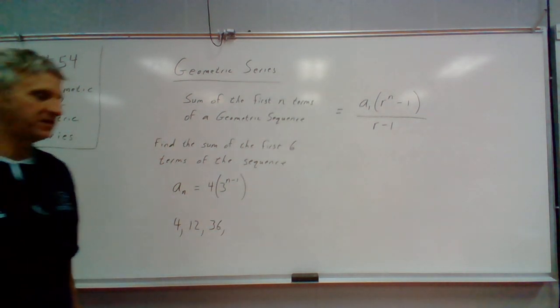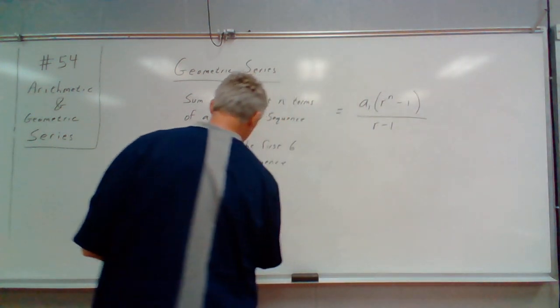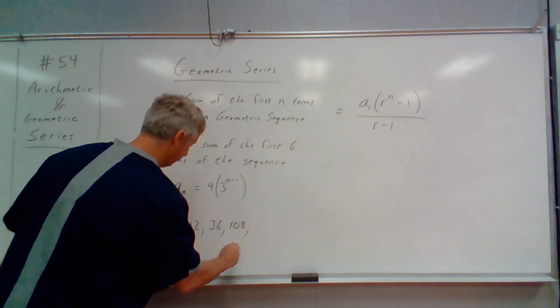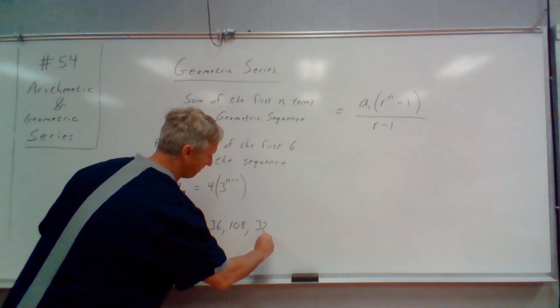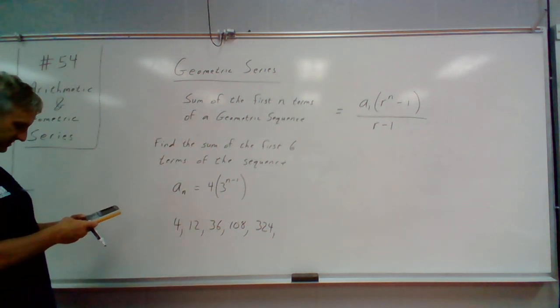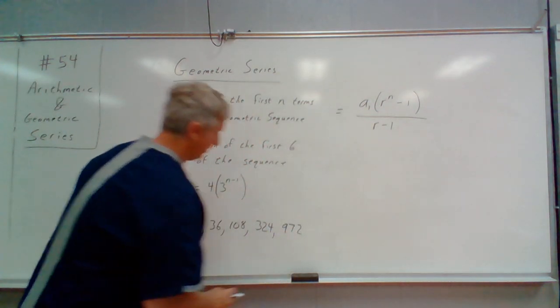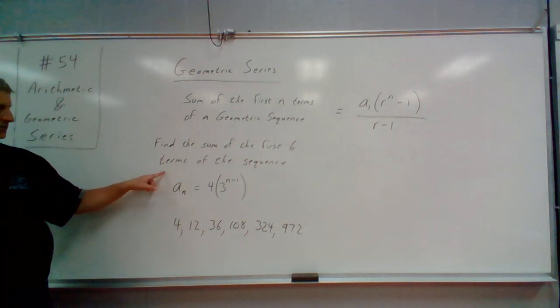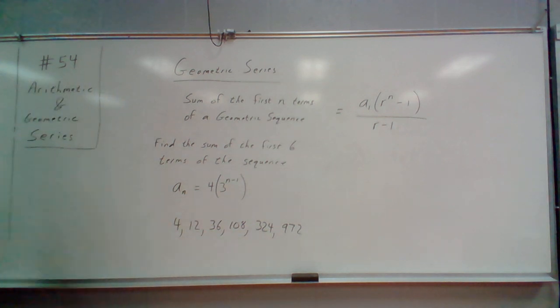So to get the next term, I'm going to multiply the 12 by 3, and that gets me 36. Then I'm going to multiply by 3 again, and I'm going to get a calculator out at this point because I'm lazy. So 36 times 3, my next term will be 108. And then I'm going to multiply that by 3, and I'll get 324. 1, 2, 3, 4, 5. I need one more term times 3, 972. All right, so I want the sum of the first 6 terms. Well, here's the first 6 terms, 1, 2, 3, 4, 5, 6.